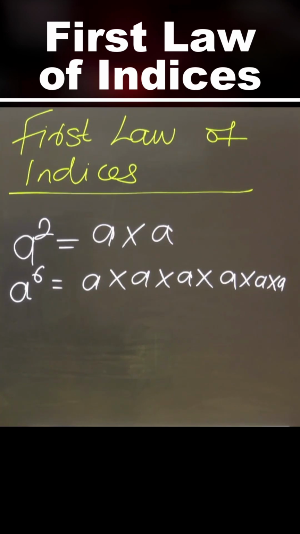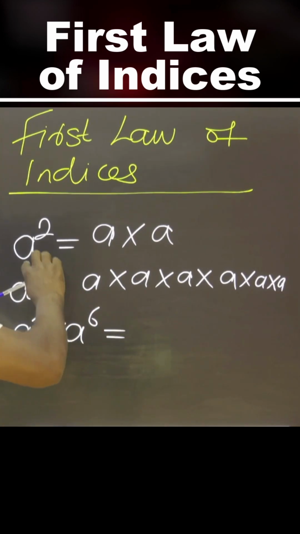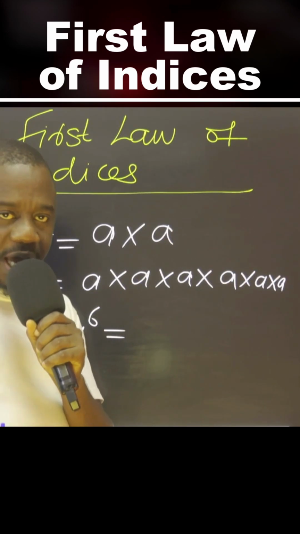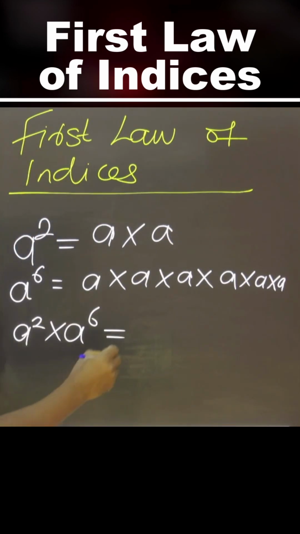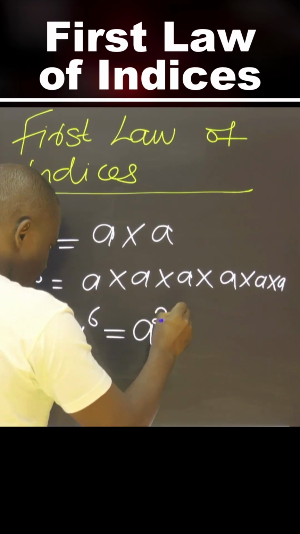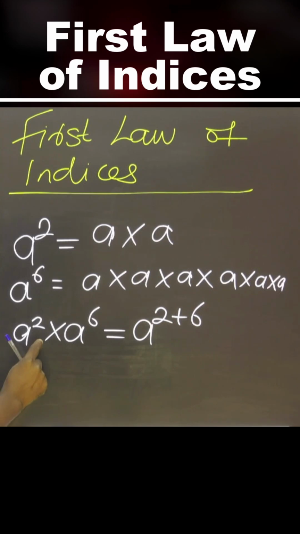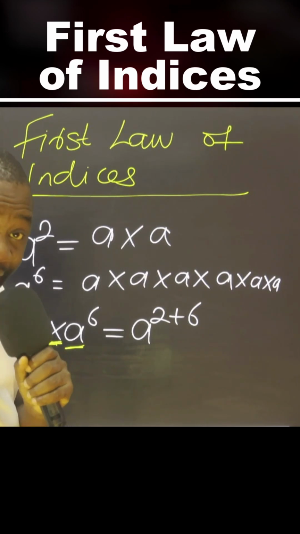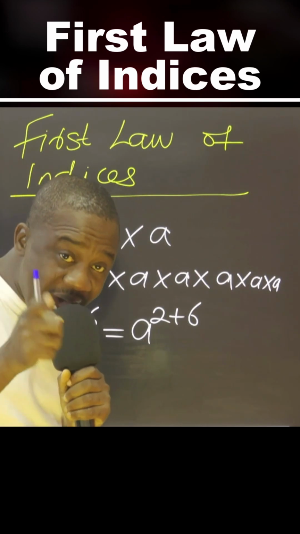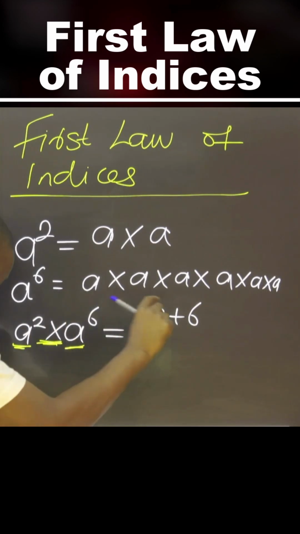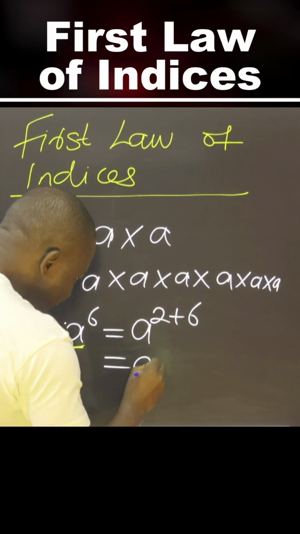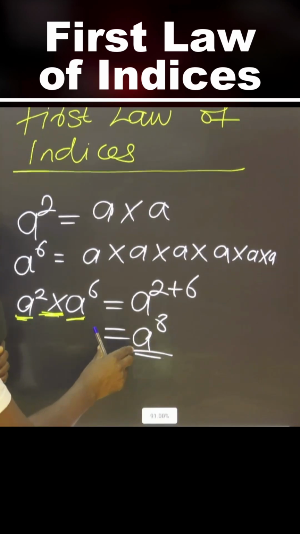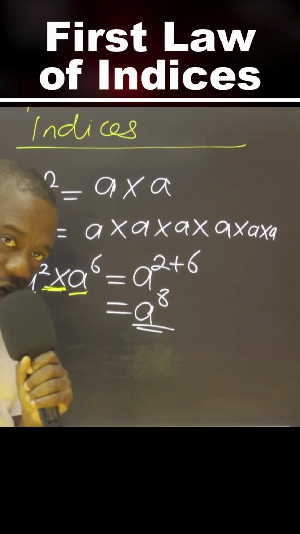Now, the law is saying, if you are asked to do a raised to power 2 multiplied by a raised to power 6, all you have to do, instead of expressing them like this, simply do a raised to power 2 plus 6. That is, if you see multiplication and the bases are the same, the bases must be the same, simply add the powers together to have a raised to power 8.